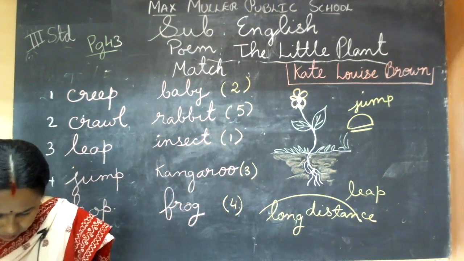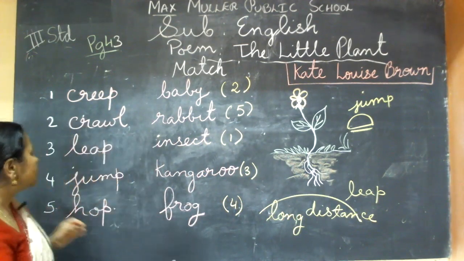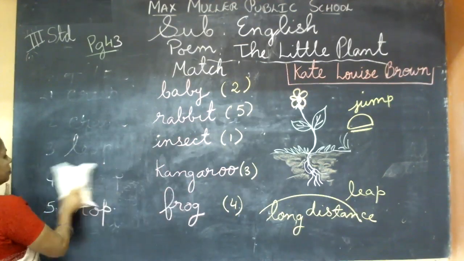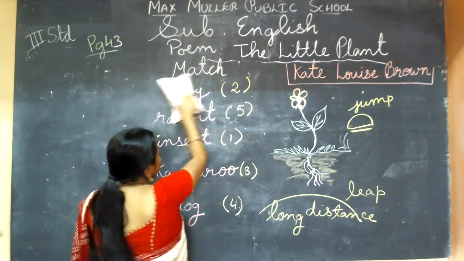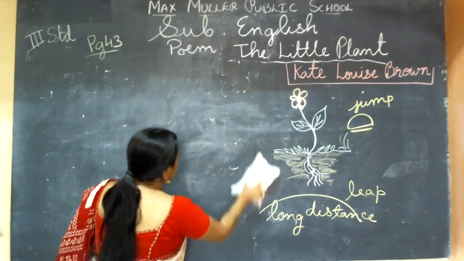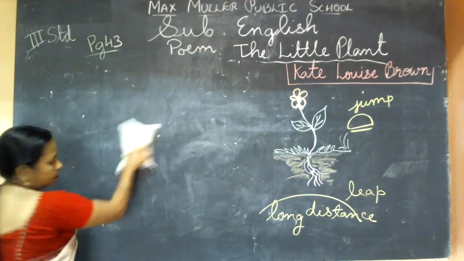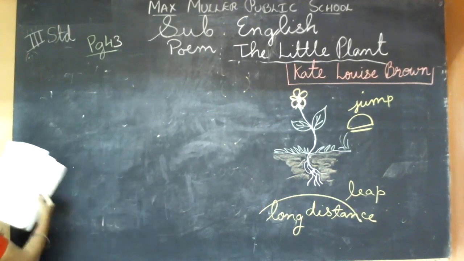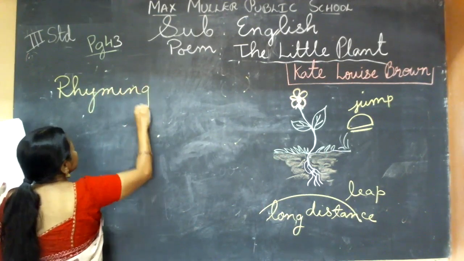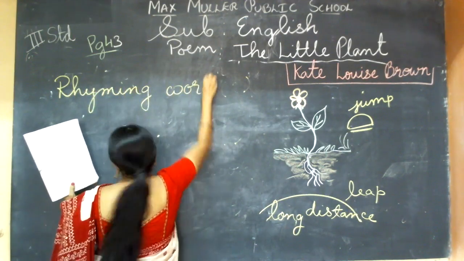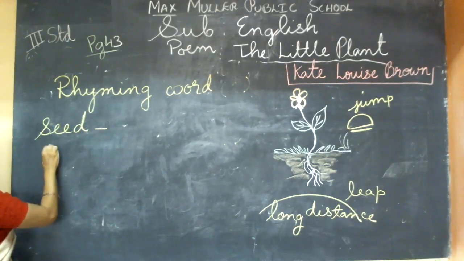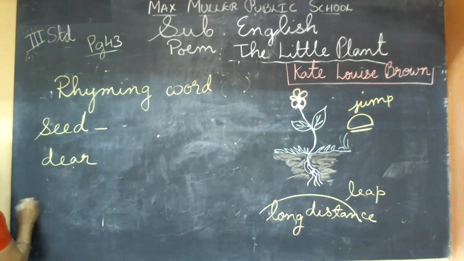Now next they have given rhyming words. Now rhyming word means what? Two words, the sound will be the same, but spelling may be different, meanings are all different. So that is called a rhyming word. Normally in poems and all, we use rhyming words. Okay, sound will be same. Next is rhyming words. First word is seed, S-E-E-D, seed, deer, and fast.